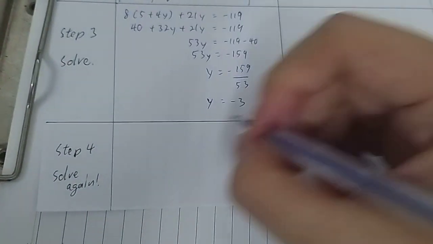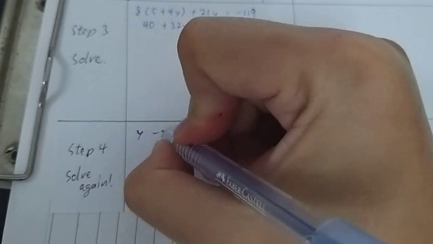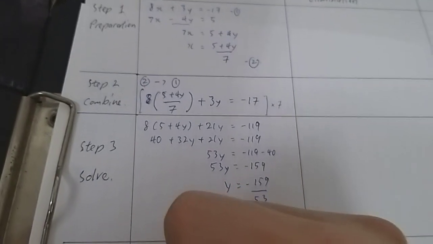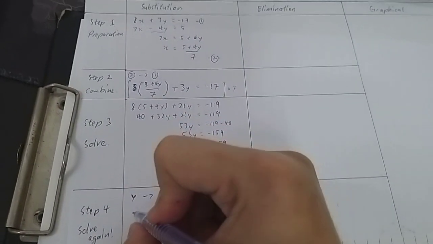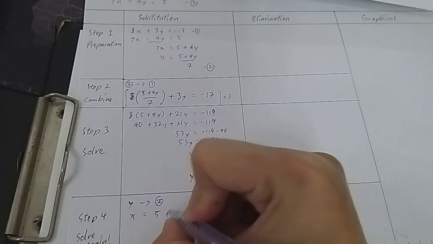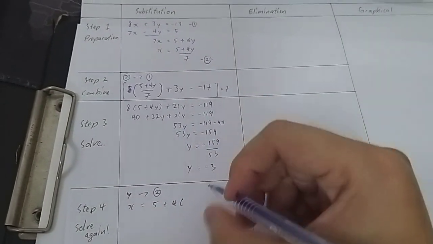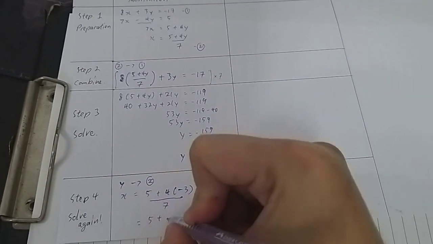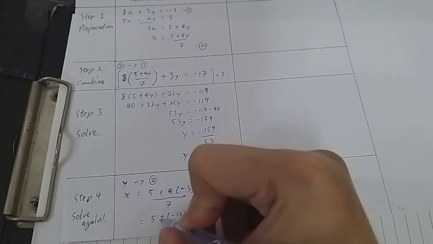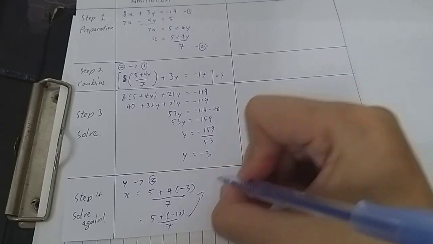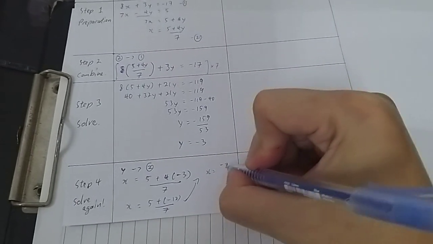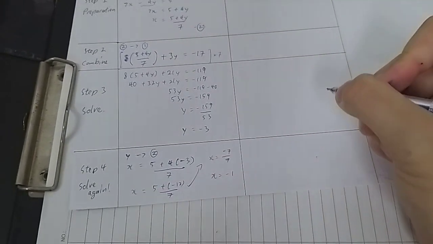Now we already have y, we need to find x. So what we do is substitute y inside the one that we already nicely made, equation 2. So x equals 5 plus 4 times y, and y is negative 3, over 7. So I get 5 plus negative 12 over 7. Then going up, x equals 5 minus 12, negative 7, over 7. X equals negative 1.